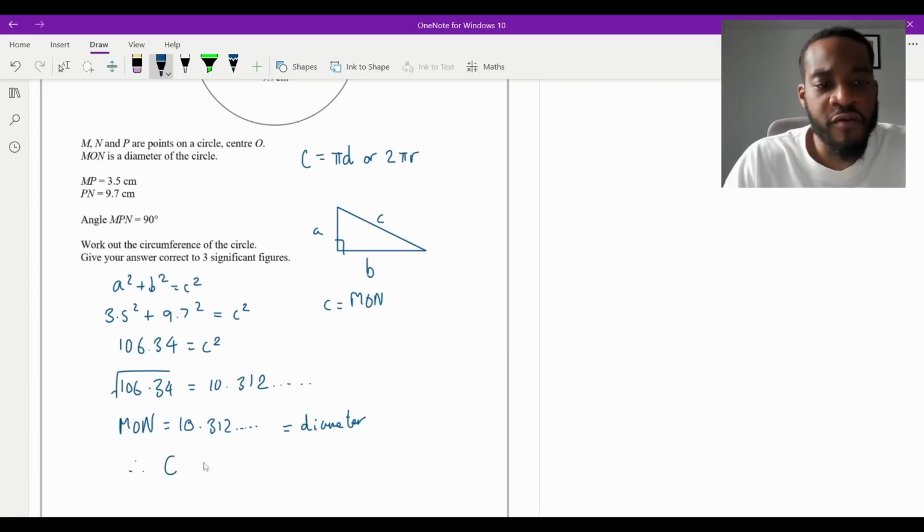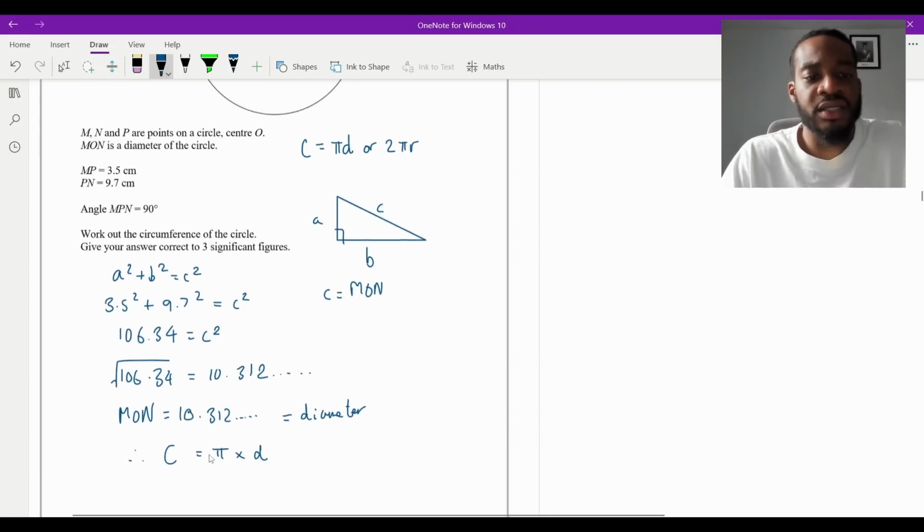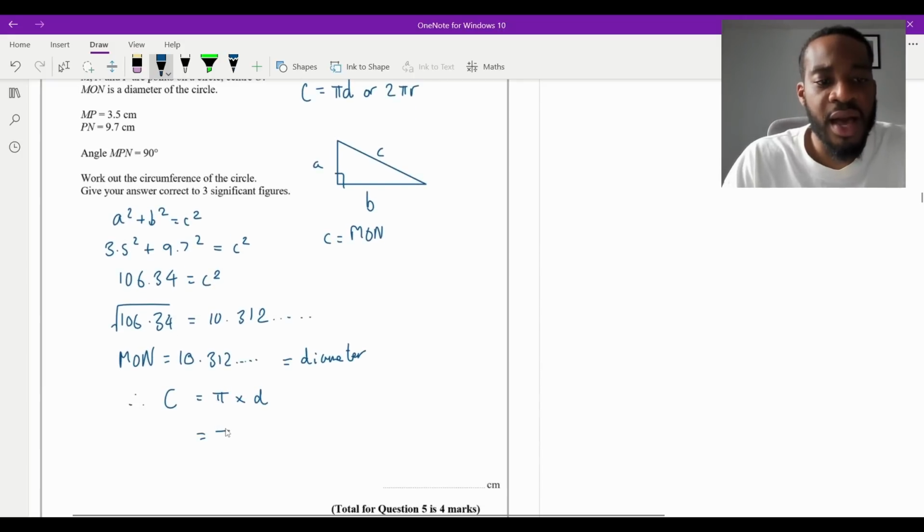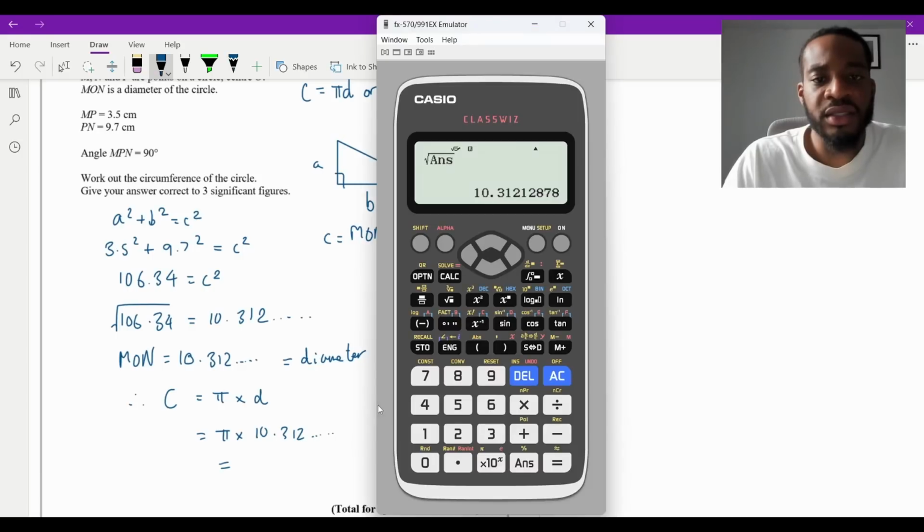So therefore the circumference, which you know is equal to pi times the diameter, is literally just going to equal pi times that 10.312 and so on. So I'll put it into the calculator and see what I get. It's going to literally be pi times answer, and that gives us that number there.